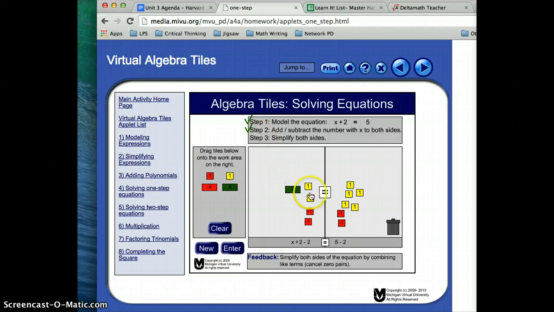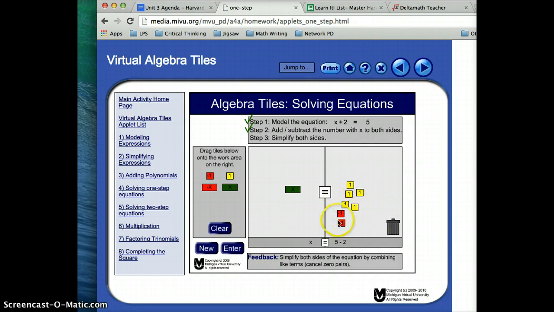So you won't be able to create zero pairs until you've added what you did on one side, the same thing to the other, right? You have to have the check mark. And then lastly, they'll allow you to create zero pairs and get rid of them, right? So here's a zero pair. I just put one tile on top of the other and they disappear. One tile on top of the other, it disappears.